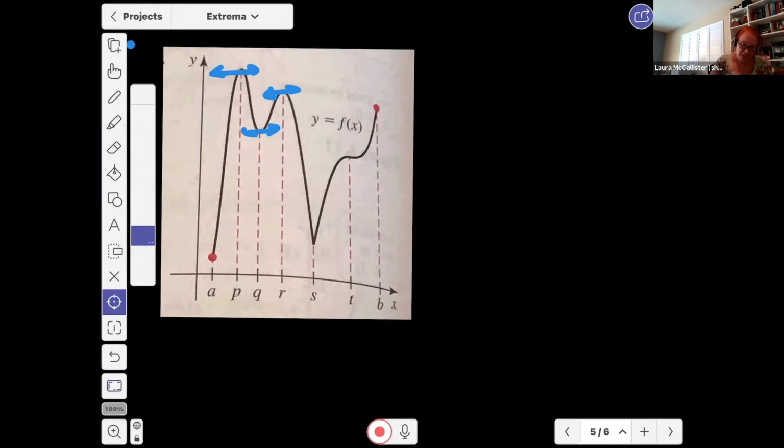But if I look down here at S, now S is not differentiable here. It's a cusp. So everywhere in this function it is differentiable, but it is not differentiable at S. So S is still going to be a local minimum, but it is not differentiable at that point because of the sharp turn.